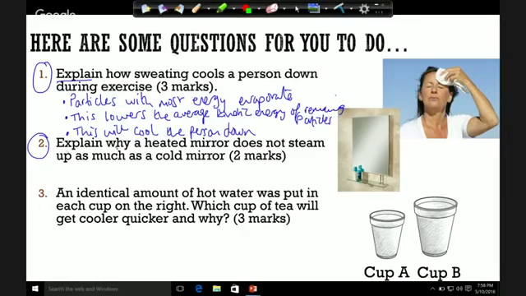For question 2, explain why a heated mirror does not steam up as much as a cold mirror. Okay, because there is the idea that there's less of a temperature difference, or less of a temperature gradient, so there's less condensation. So there's less of a temperature gradient, which means the difference between hot and cold. So you can have the idea that it's a similar temperature to the water particles. That might be fine. So less of a temperature gradient between the particles and the mirror. So the idea that there's less condensation or a lower rate of condensation.